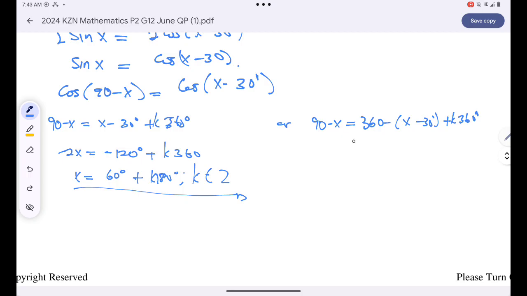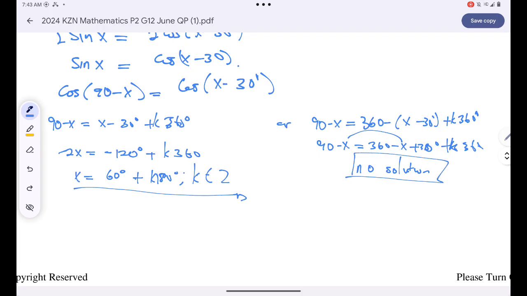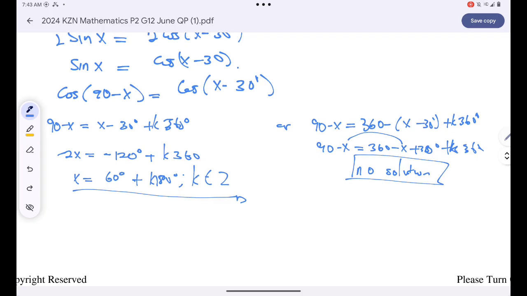And then on the other side, you simply have 90 minus x is equal to 360 minus x plus 30 plus k 360. Are you together? And then over here, there's no solution. Why? Because whenever I bring x to the other side, I'll have positive x minus x. I'll have 0 on the left hand side altogether. On the left hand side, I just want to have x. So this one does not give me any solution. This is the only one that gives me solution, right?